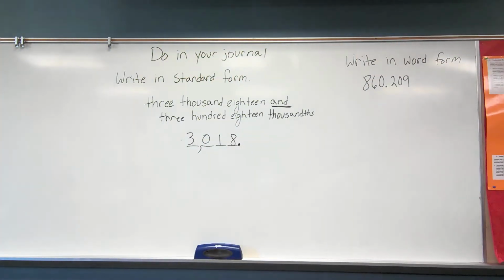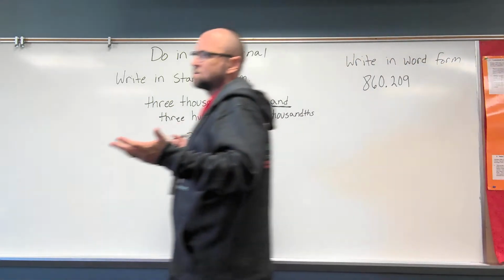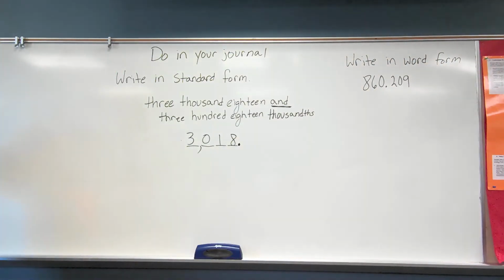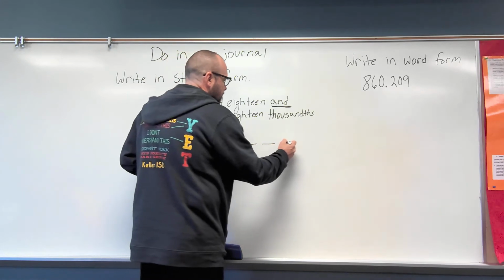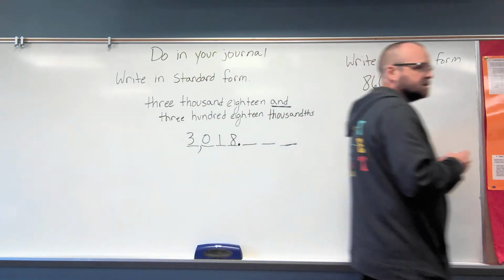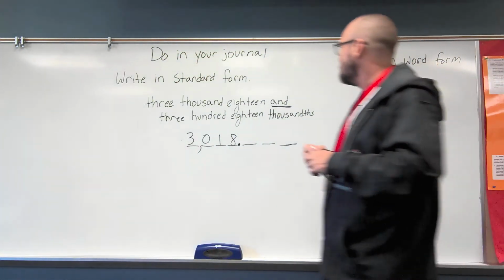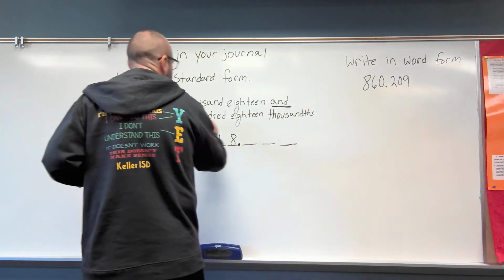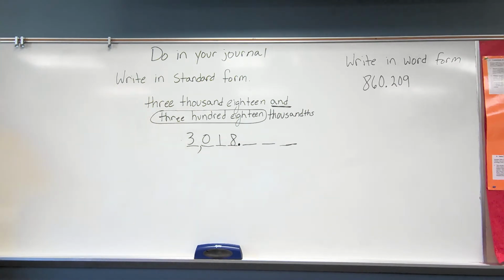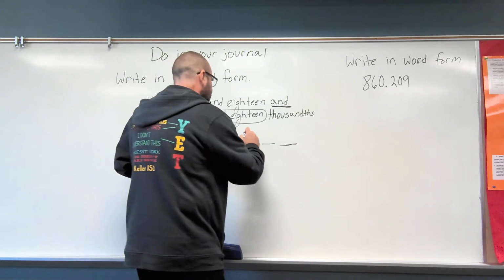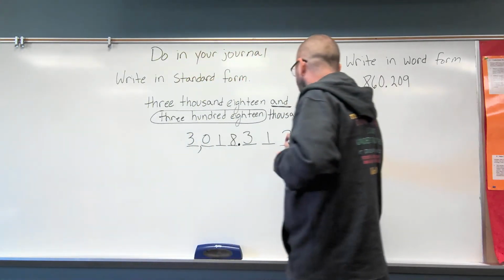And 318 thousandths. How many digits behind my decimal point? 3. Because we have the tenths, hundredths, thousandths. So now all I got to do is look at this part and figure out how to write 318. Dallin, can you help me write 318? 3. Okay. 1. Yep. 8.